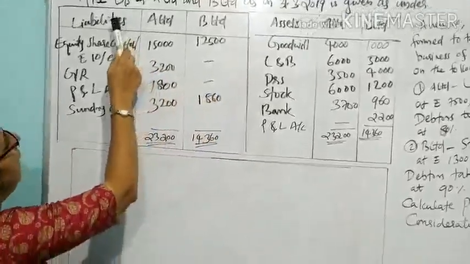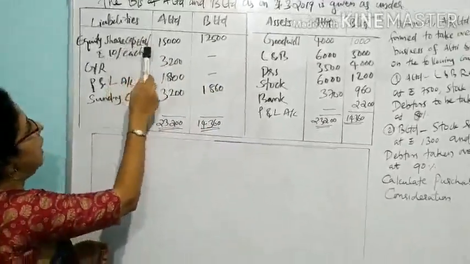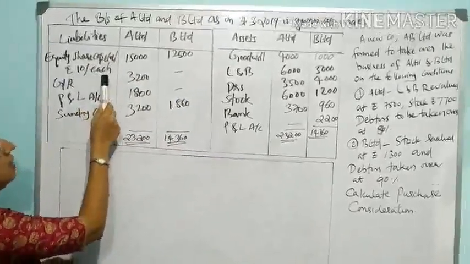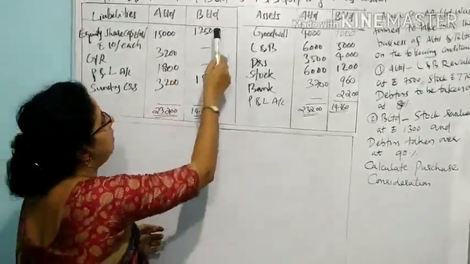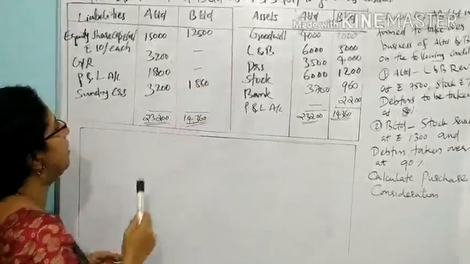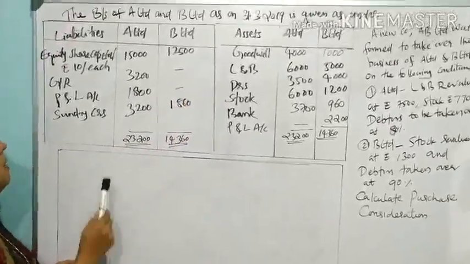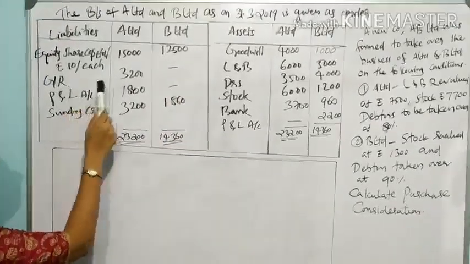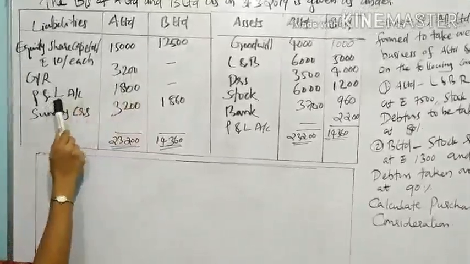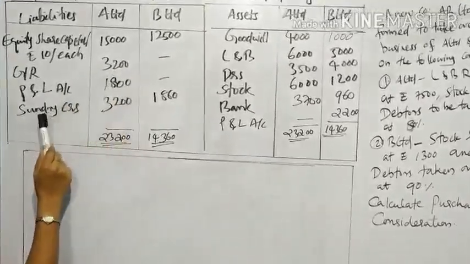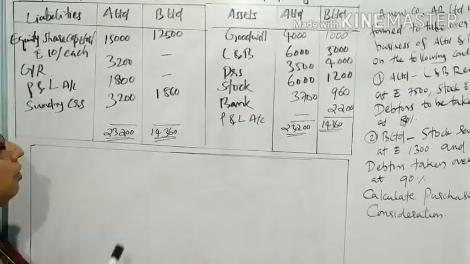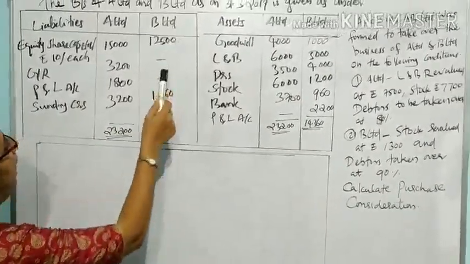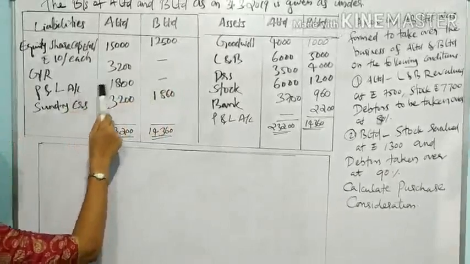Then, liability side, equity share capital, rupees 10 each. See, A Limited has 15,000 rupees share capital and B Limited has 12,500 as their share capital. Second item, general reserve 3,200, profit and loss account 1,800, sundry creditors 3,200 and 1,860. Okay, then B Limited has no general reserve and profit and loss account.